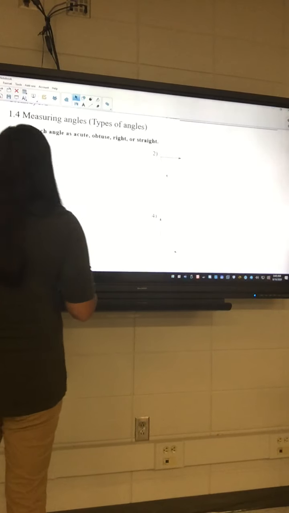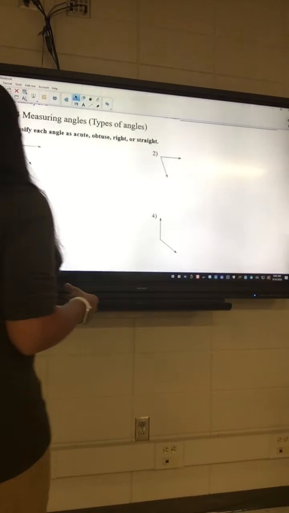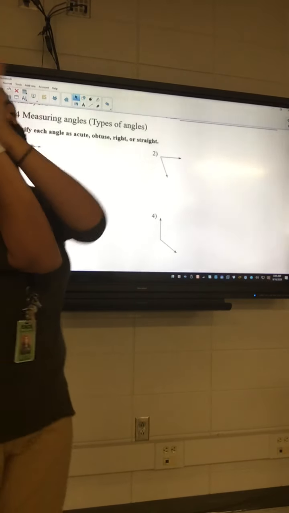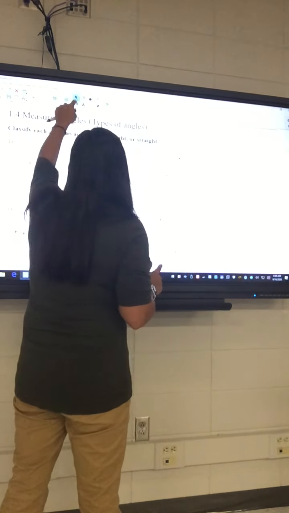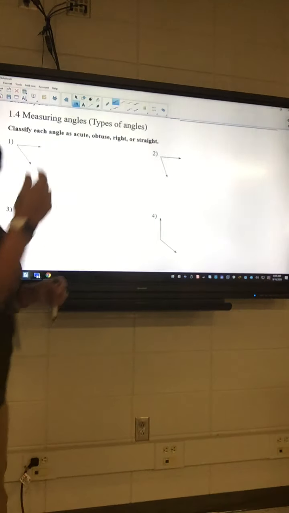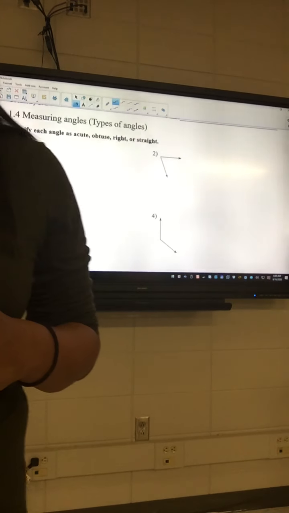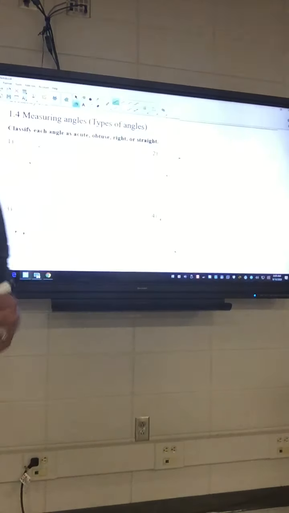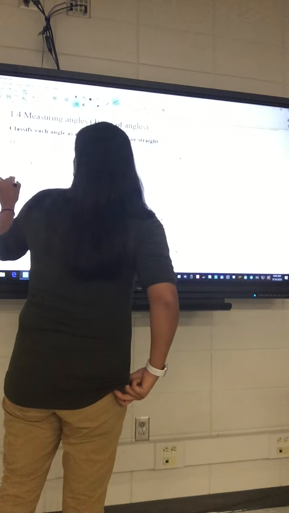Okay, so on the first part of this, we're looking, what does it look like? Does this look like a cute little angle? Does it look really big, like an obtuse? Is it right or is it straight? Yeah, what does it look like? Acute, perfect. That's what I said too. Way to go, S.